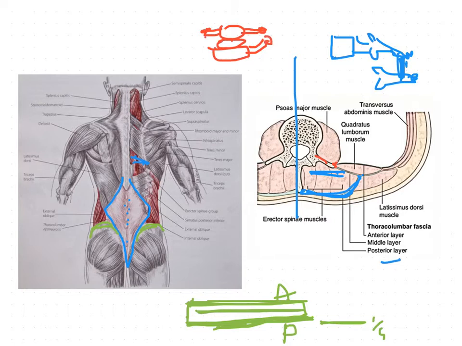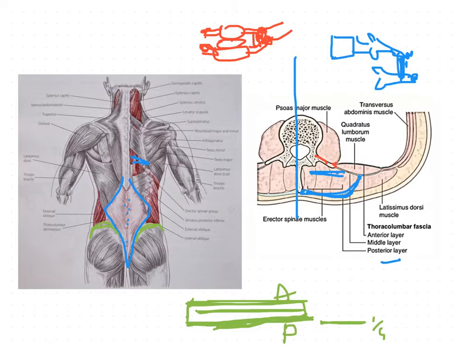So the middle layer is attached to the tips of the transverse processes and also the intertransverse ligaments. Okay, intertransverse ligaments. That means the ligaments which are attached in between the transverse processes. So the middle layer is attached to the tips of the lumbar transverse processes and the intertransverse ligaments.